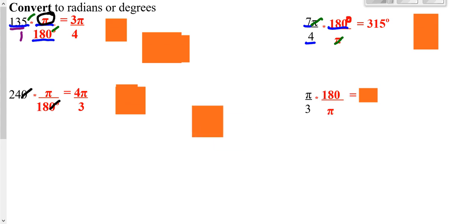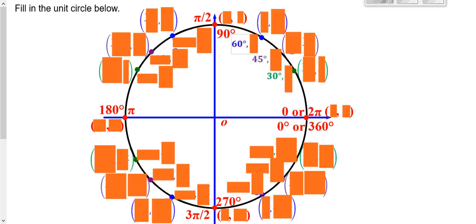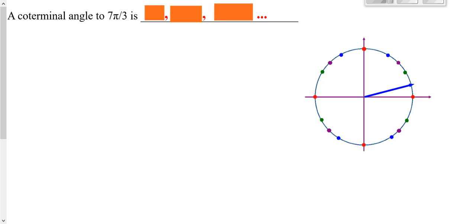Same idea here. 180 degrees. And then I would go ahead and cross out my pi's. I'd have 180 divided by 3. You can do that in your head or with your calculator, and that's 60 degrees. We're going to talk about the unit circle in a second video. We're going to do this problem, and then we'll come back.